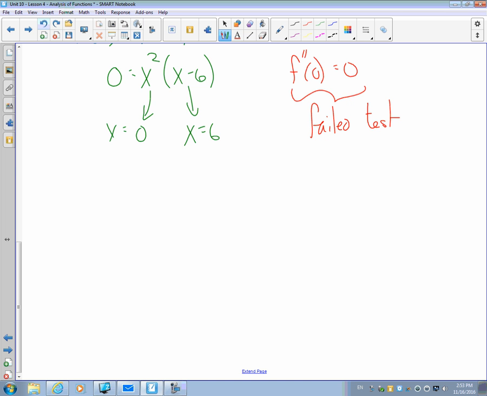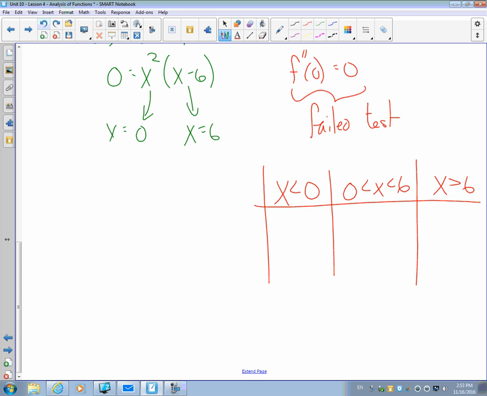Okay, so let's go to the interval table. We don't have a choice this time. Leftmost to 0, from 0 to 6, and greater than 6. Okay, we're back to our first derivative here. We want to see about our signs. So let's check our first derivative for signs. Let's pick a number less than 0. For instance, -1. -1 squared would make a positive, and -1 minus 6 is -7. Gives me a negative. Pick the number 1. 1 squared is a positive, but 1 minus 6 is a negative.